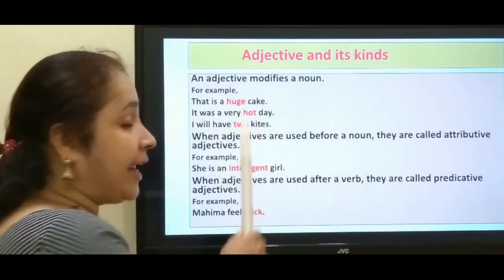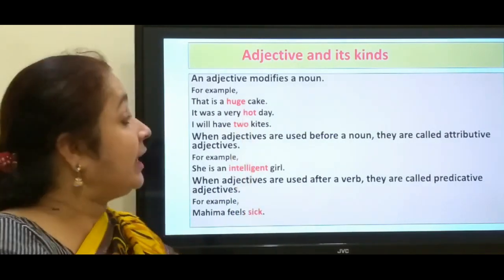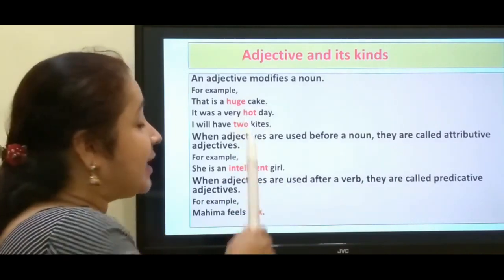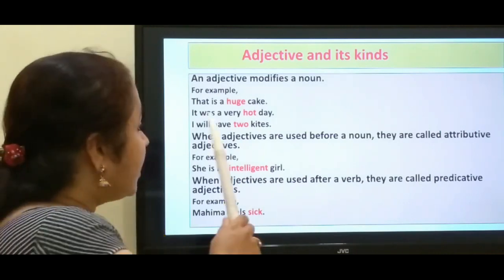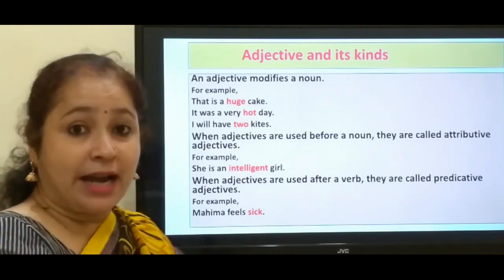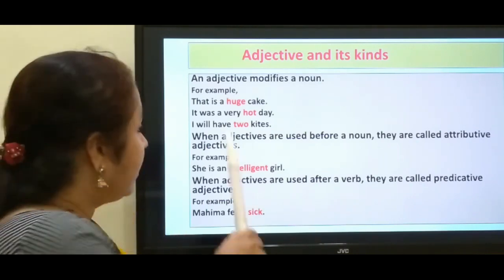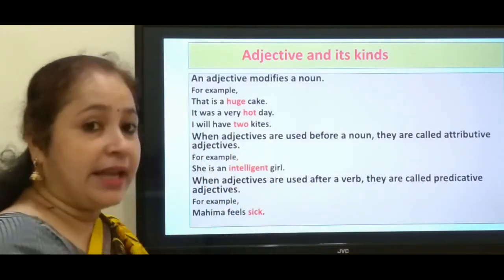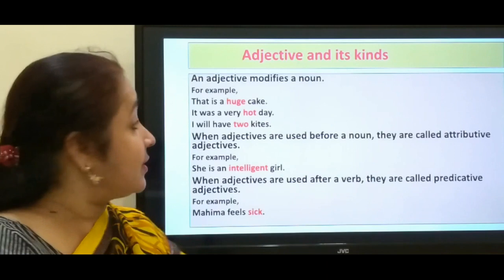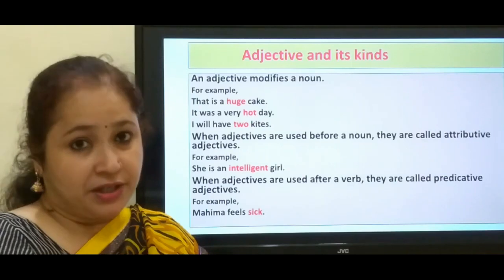That is a huge cake. In this sentence, huge is a word which is qualifying cake. So, cake is a noun. So, we can say that huge is an example of adjective. It was a very hot day. In this sentence, hot is a describing word and it is describing day, and day is a noun. I will have two kites. In this sentence, two is describing kites and kites is a noun. So, we can say that huge, hot and two are examples of adjective.